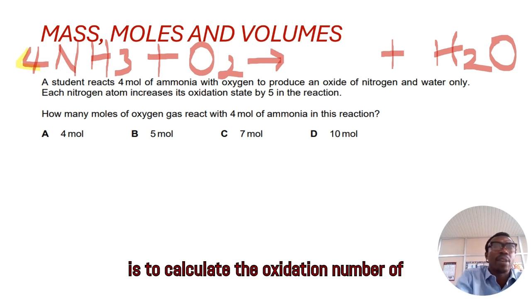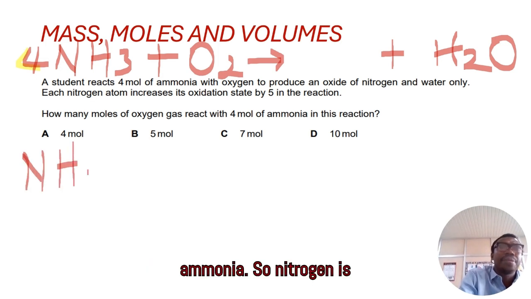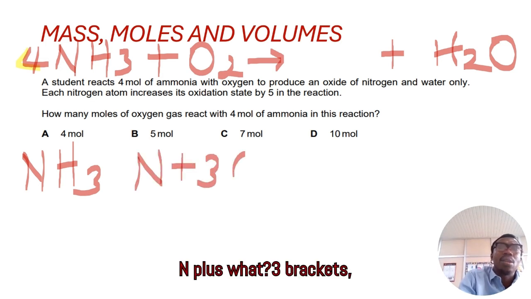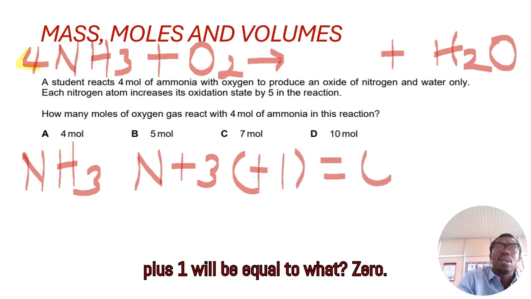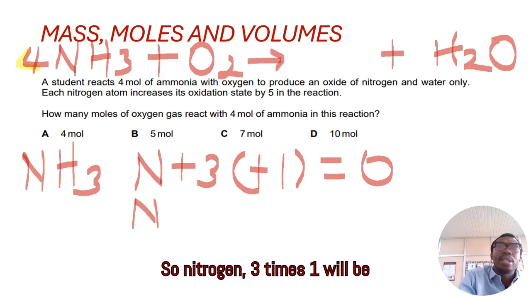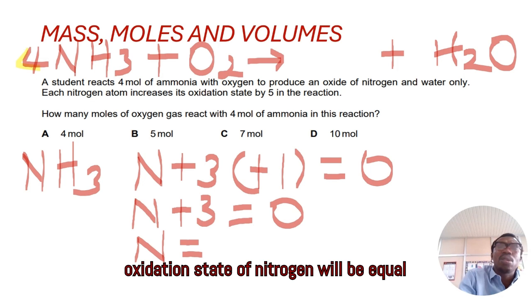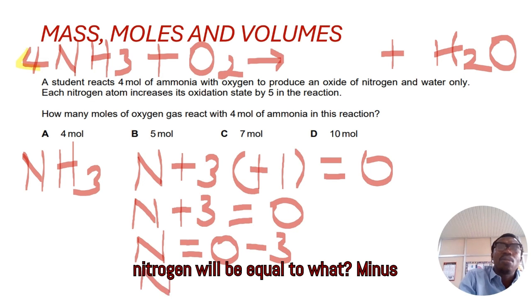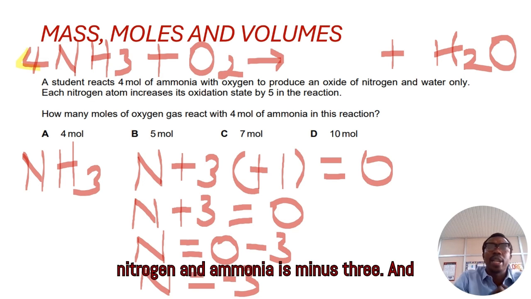So what we'll have to do is to calculate the oxidation number of nitrogen in ammonia. So let's calculate the oxidation number of nitrogen in ammonia. So nitrogen is N plus 3 times the oxidation state of hydrogen, which is plus 1, will be equal to 0. So nitrogen plus 3 times 1, which is 3, is equal to 0. So the oxidation state of nitrogen will be minus 3. Now the oxidation state of nitrogen in ammonia is minus 3.